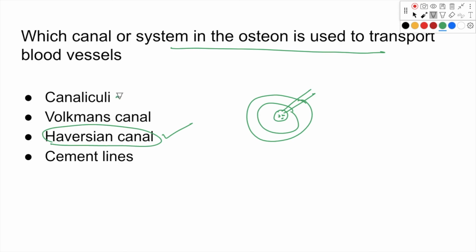Canaliculi are interconnections between the osteocytes. Volkmann's canals are transverse connections between the osteons. The Haversian canal is oriented around the long axis of the bone and is the one which actually contains these vessels.